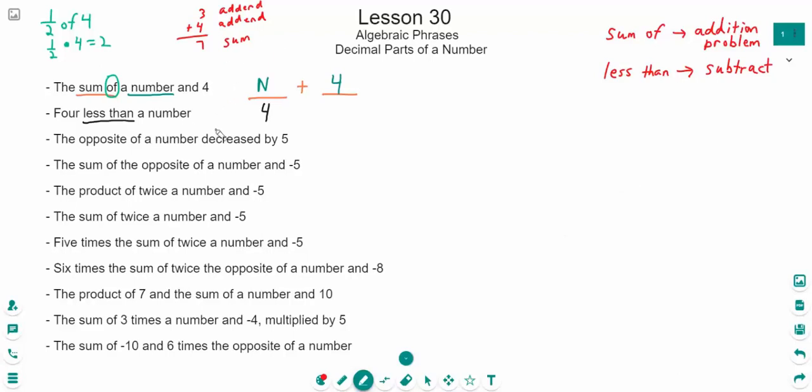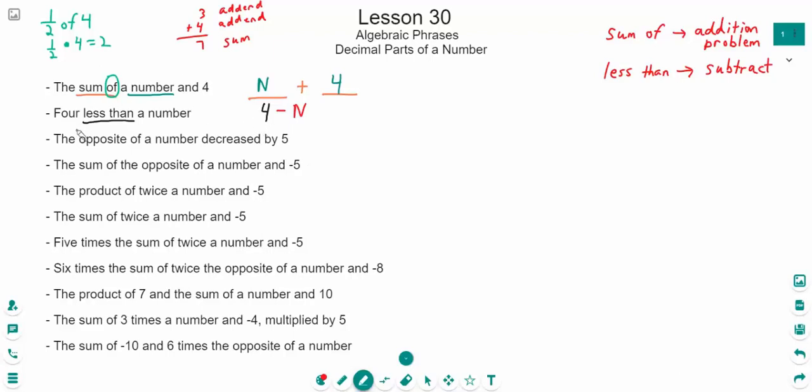The thing to avoid here is the issue of deciding what gets subtracted from what. So 4 less than a number. You might be tempted to say, okay, 4 less than, well, that means subtract, and then a number. We don't know what that is, so we'll just call it an n. So there we go, it's 4 minus n. And actually, no, that's not true. So this one you've got to watch out for.